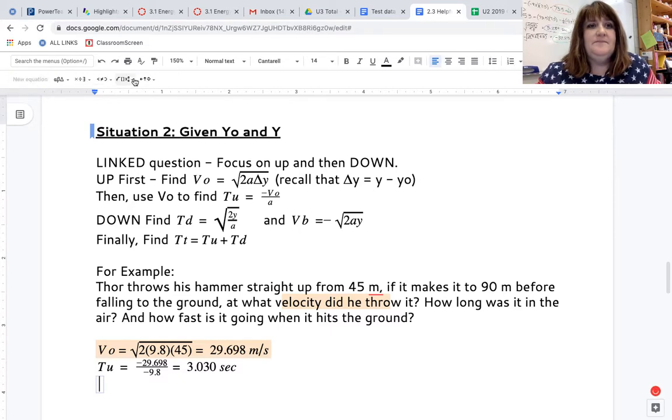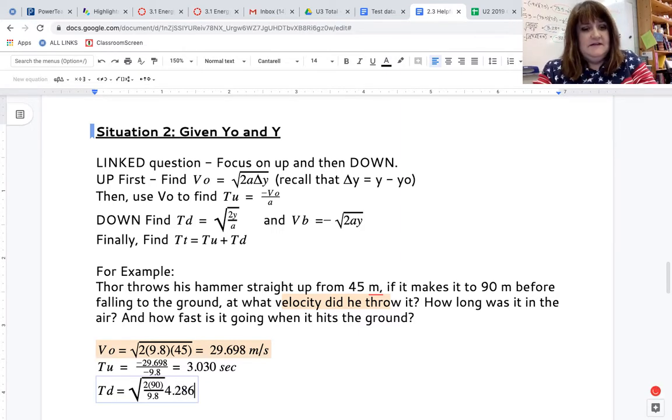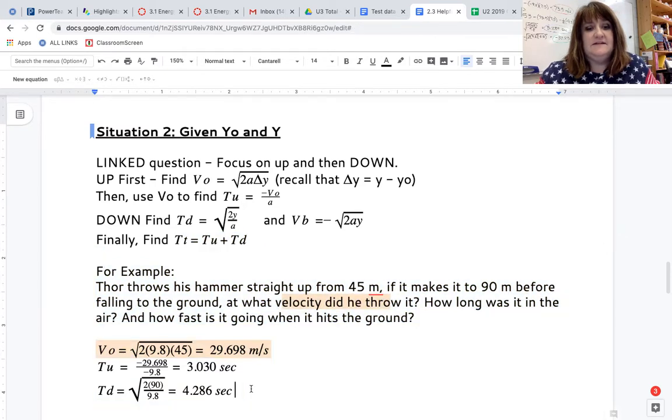So, new equation. Time down is equal to the square root of the fraction of 2 times the ultimate height, which is 90, divided by 9.8. So, square root of 2 times 90 divided by 9.8 should equal 4.286 seconds. Go back, put my equal sign in. 4.286 seconds.